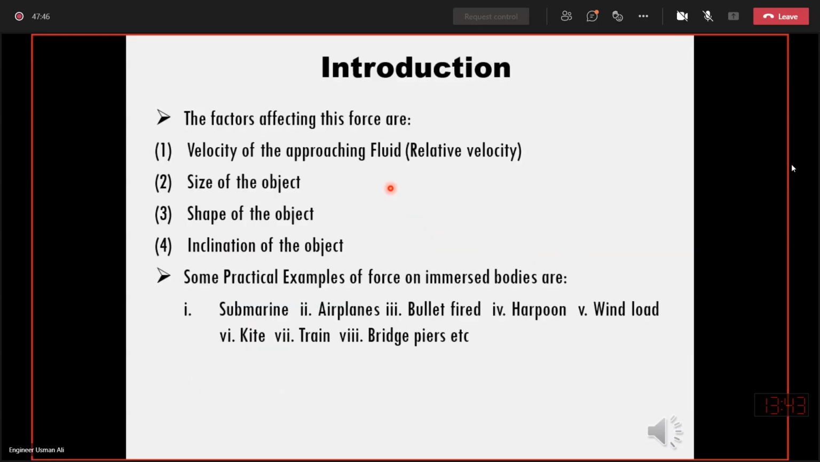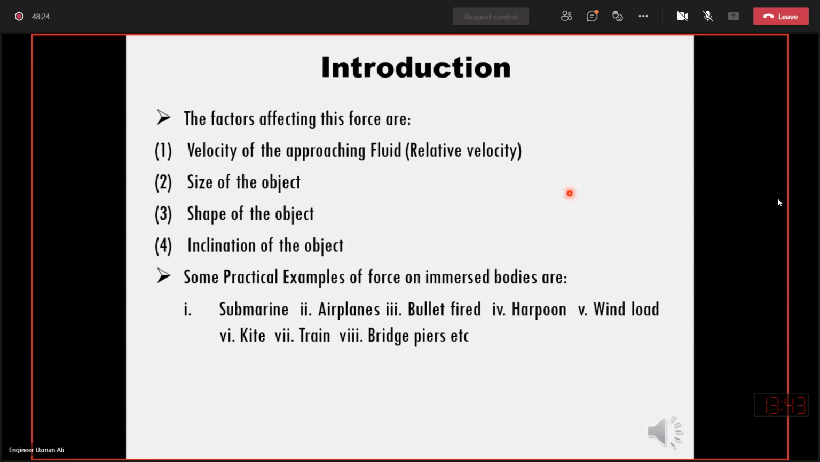What are the various factors which will affect the force exerted by the fluid on the immersed body? Number one is the velocity of the approaching fluid. The more the velocity, the more force will be exerted. Size of the object: the more the size of the object, the more the force exerted on the body. Shape of the object will also have an effect, like whether it is a circular shape or another type of shape; accordingly, the forces may be different. Inclination of the object, whether it is placed vertically, horizontally, or at some angle. Again, we'll have a different force in case of the inclination of the object.